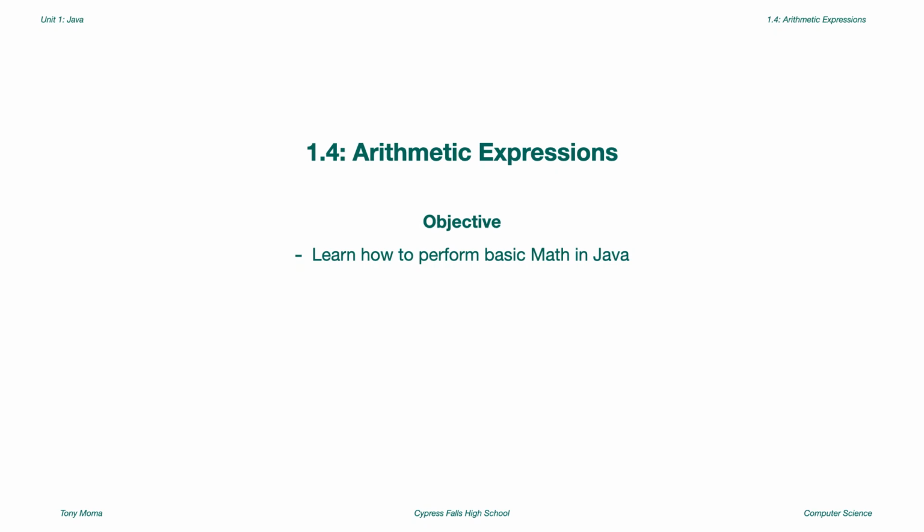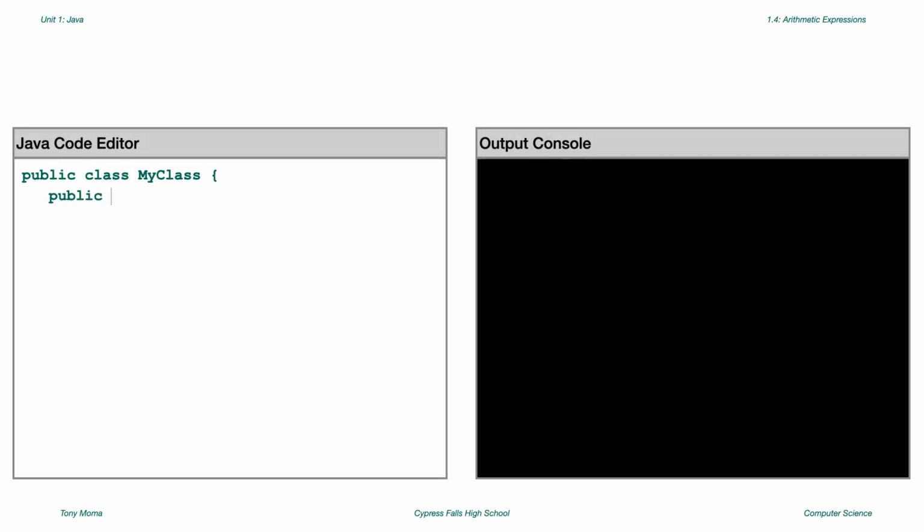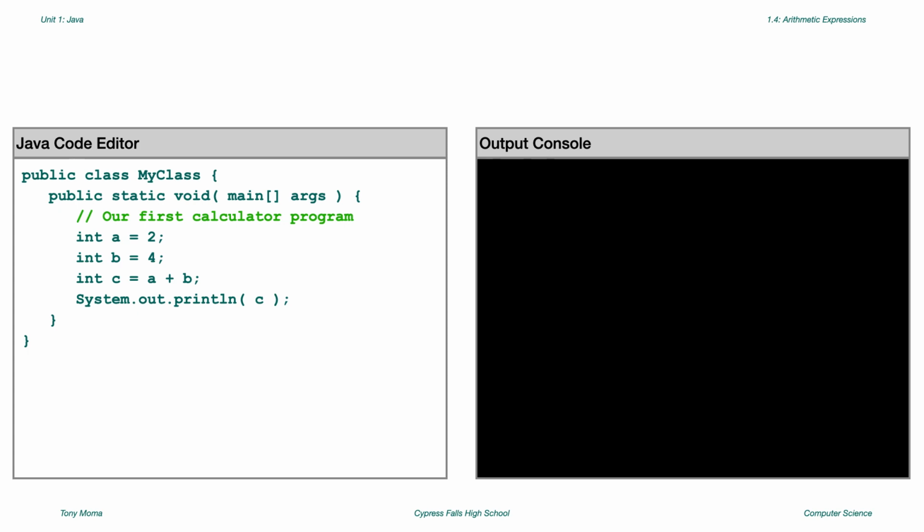Arithmetic expressions. In this video, we will learn how to perform basic math in Java. Consider the following simple calculator program. In the first line, we declare an integer, name it a, then set it equal to 2. In the second line, we declare another integer, name it b, and set it equal to 4.